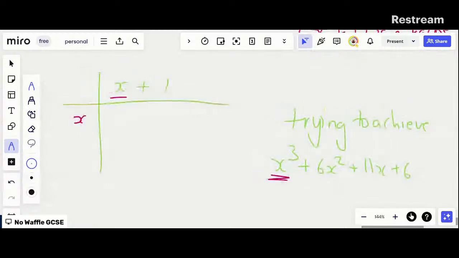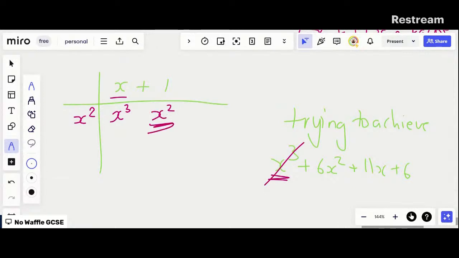Well, x squared. Okay, and you then multiply each of the values by x squared. So x times by x squared is x cubed. And then 1 times by x squared is x squared. Okay, so now we have x cubed, which is fine, but we have x squared.